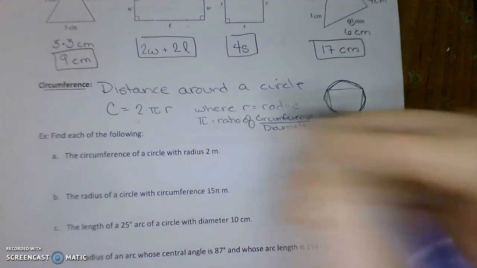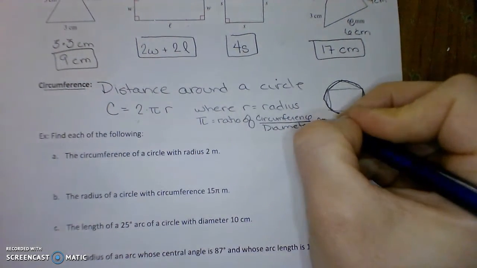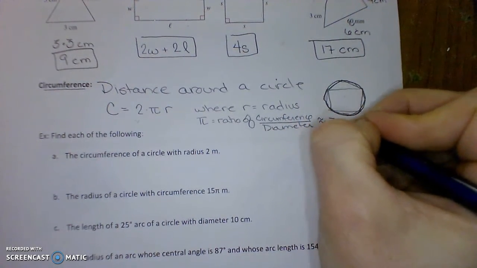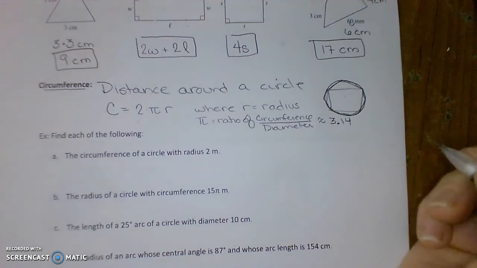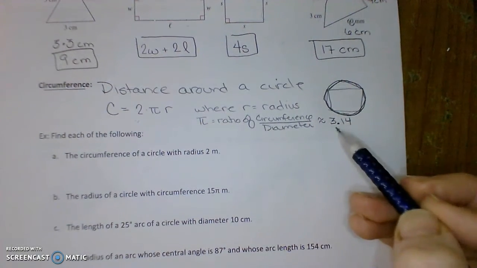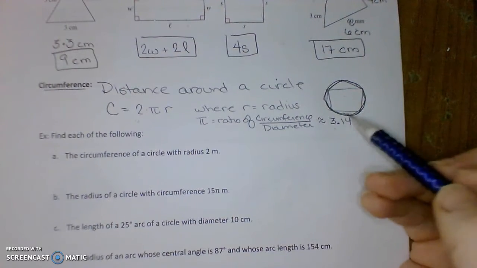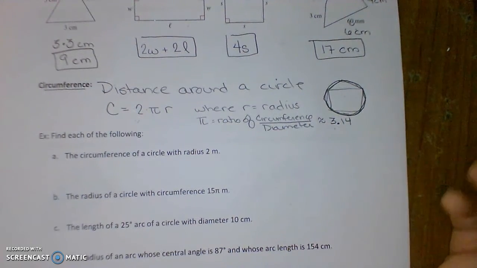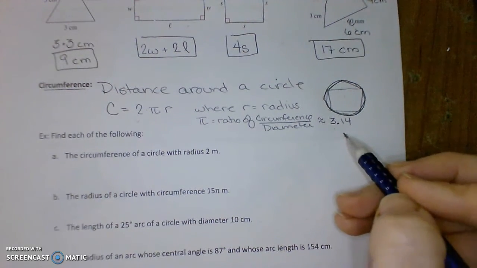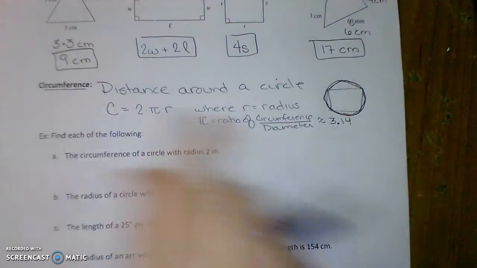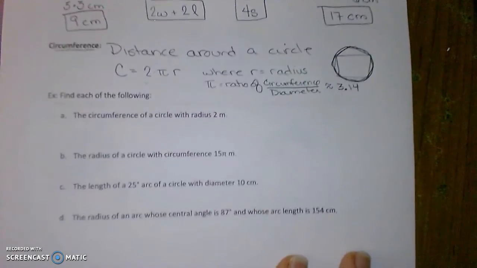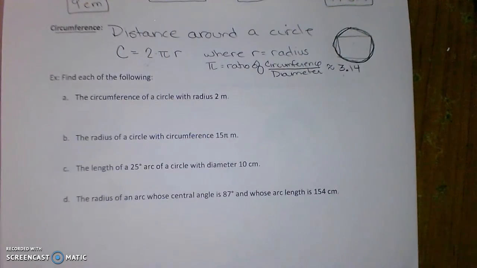And this is the same for any circle. And we can use the approximation that pi is approximately 3.14. It's actually this strange number that has infinitely many digits after the decimal place that never repeat, and they don't have any pattern. So it's called an irrational number. All right, so let's use this formula to solve the following problems.